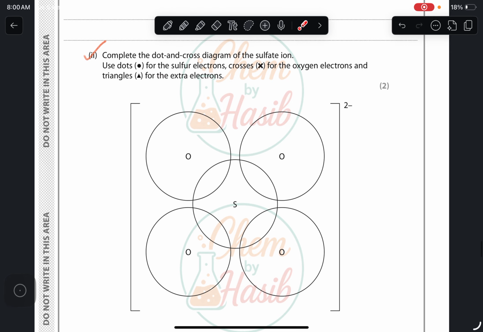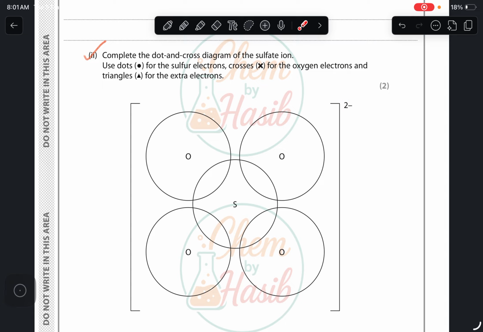You want me to solve the dot and cross diagram for you. It says dots for the sulfur electron, crosses for the oxygen electron, and triangles for the extra electron. So listen, the thing is, it has a -2 charge. Whenever anions have a -2 charge, you must remember the negative charges will be on the oxygen, and each oxygen will have a charge of -1. There will be 2 oxygen atoms which will be negative. Whenever you have a charge of -2, it means 2 oxygen atoms are negative. Each has a charge of -1.